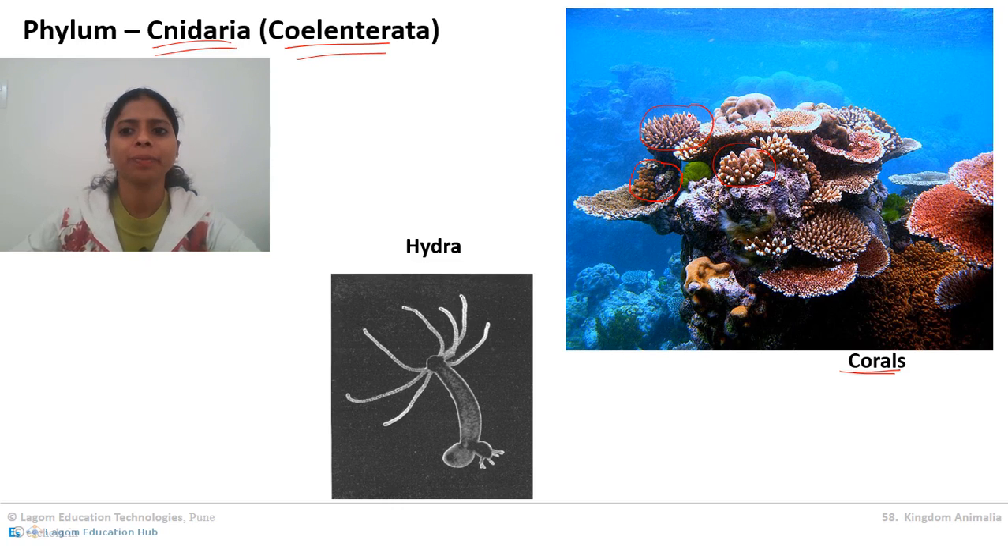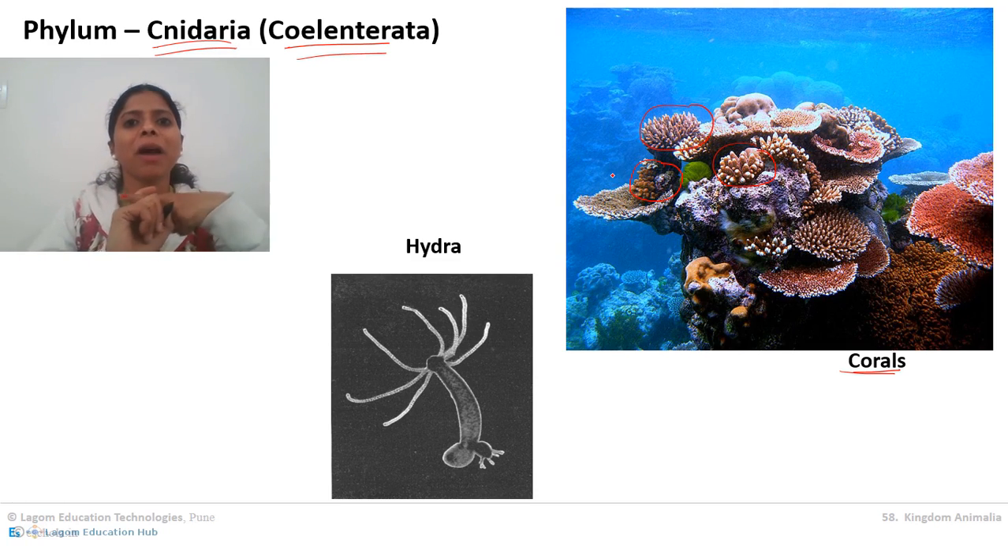There are examples which even stay in marine water. Now, as they stay at the bottom of the ocean, at the floor of the ocean, what will we call their habitat? Benthic habitat. Corals, and most of the Coelenterata, show benthic habitat. There are some which show planktonic habitat, that is, they float on the ocean, which we will come to later.